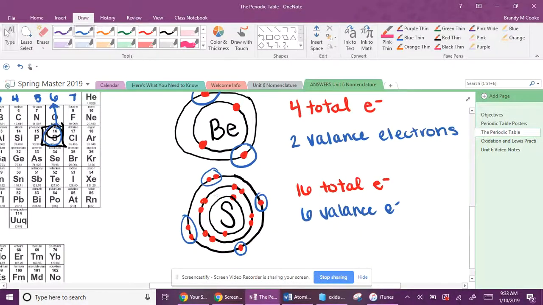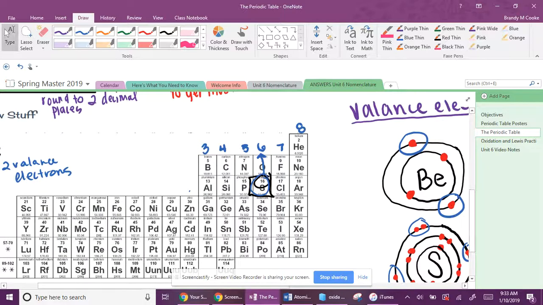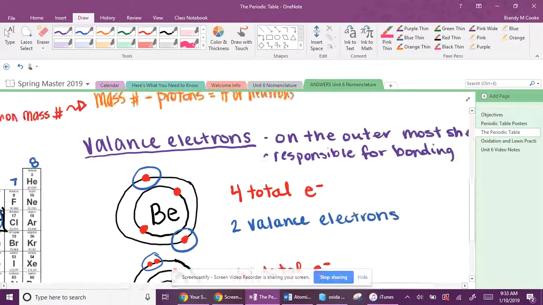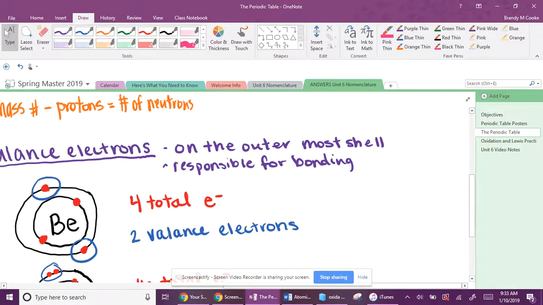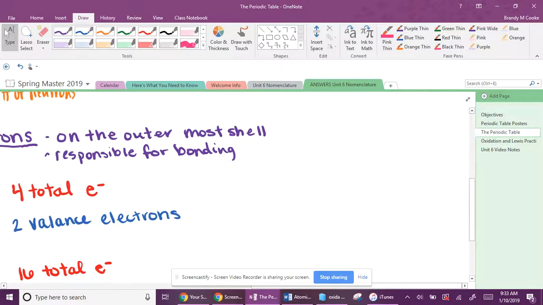So we don't have to draw this diagram every single time. We can just use our periodic table and say, oh, well, carbon, he's in group 4, so he has 4 valence electrons. And that's always going to be the case. So valence electrons, outermost shell, responsible for bonding, those are going to be the same as the group number.